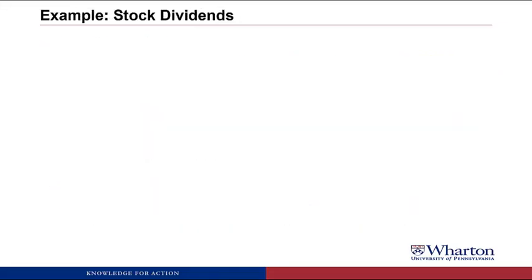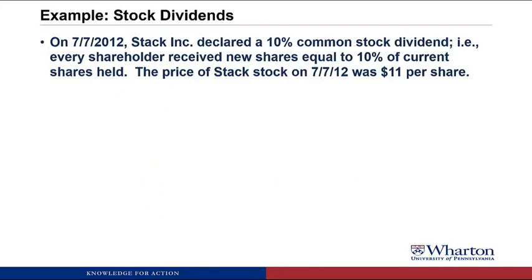Now let's take a look at an example of a stock dividend. On July 7th, 2012, Stack Incorporated declares a 10% common stock dividend, which means that every shareholder is going to get new shares equal to 10% of their current shares held. So if you had 10 shares, you would get 1 new share as a stock dividend. The price of Stack stock on 7/7 was $11 per share. So, just catching us up to where we are, Stack has 11,000 shares issued, 10,000 shares outstanding, so there are still 1,000 shares held in treasury.